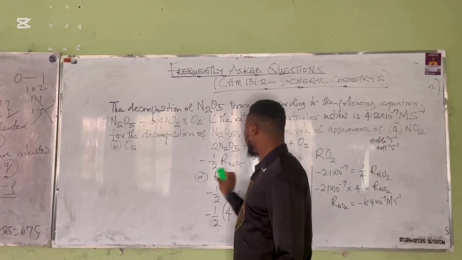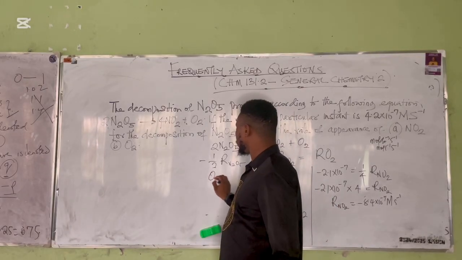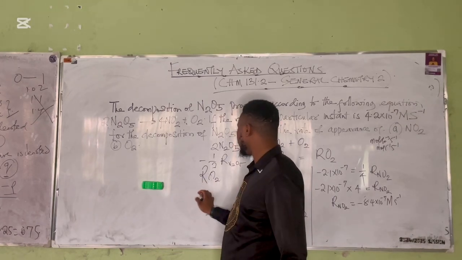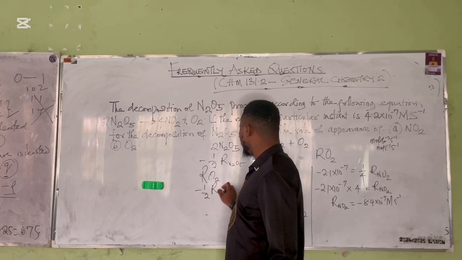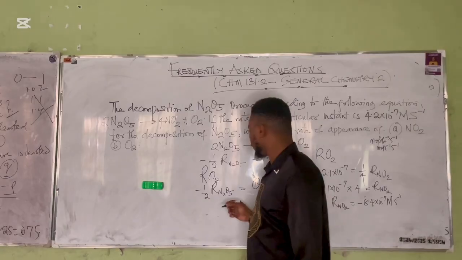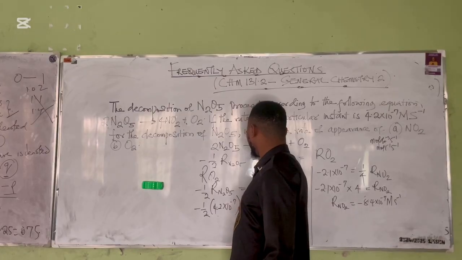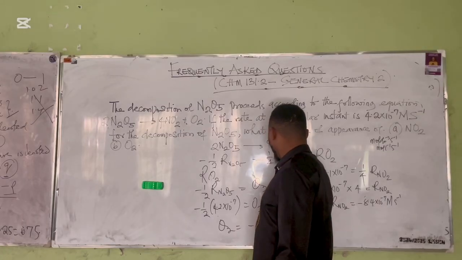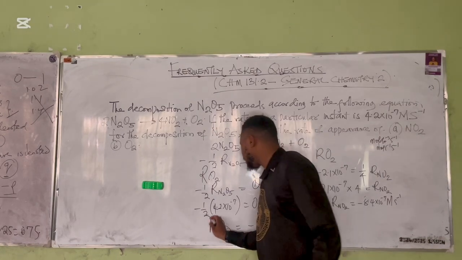Now, the next one is B, which is O2. So to get the rate of O2, we still use the relationship here. We know that minus 1 over 2 rate of N2O5 will be equal to the rate of O2. So this is minus 1 over 2 times 4.2 times 10 raised to the power minus 7. It means that for O2 we have already solved it before. This will be minus 2.1 times 10 raised to the power minus 7 molar per second. That is the rate of O2.